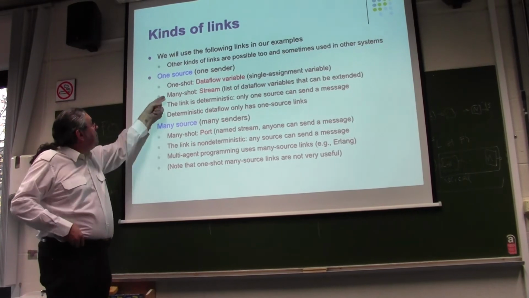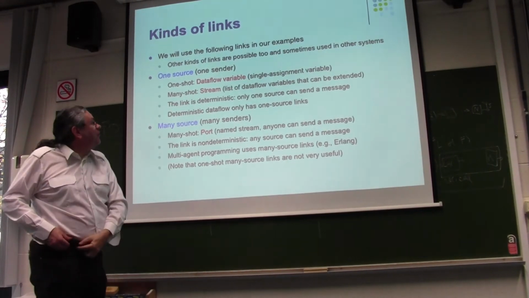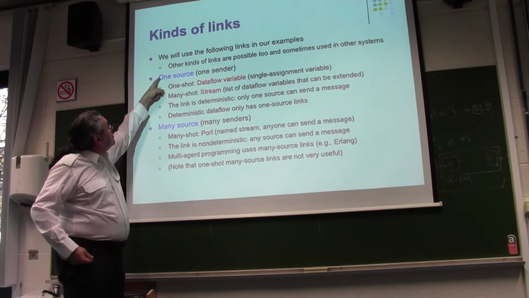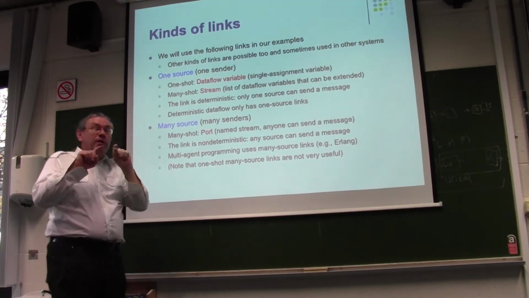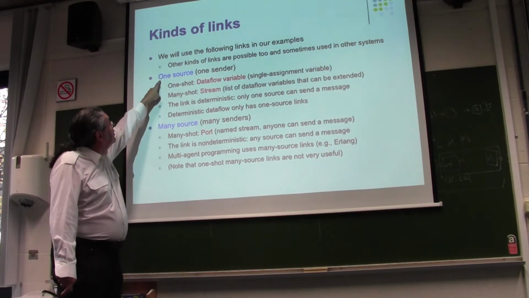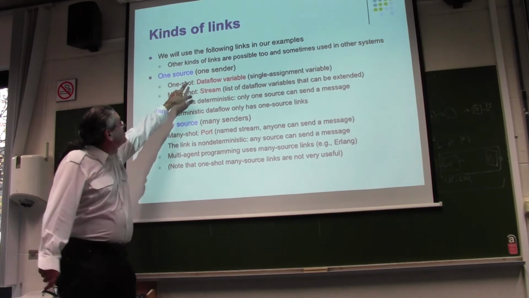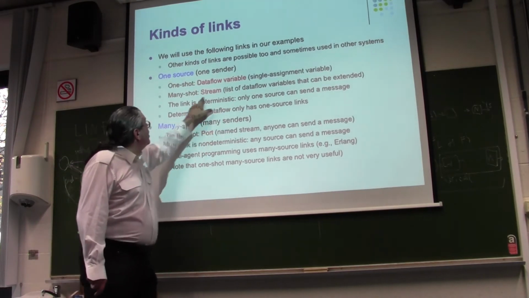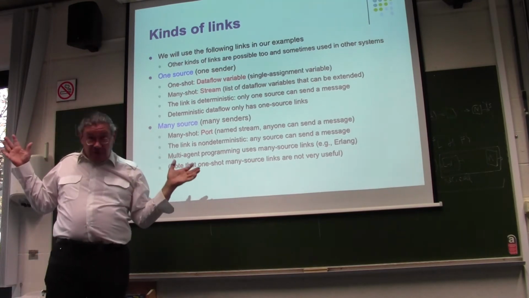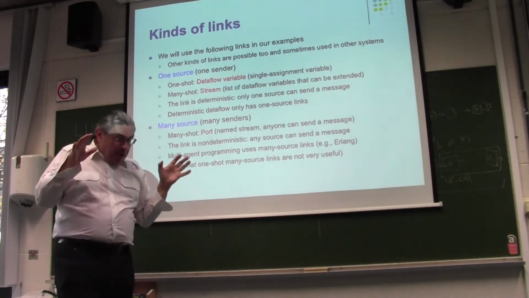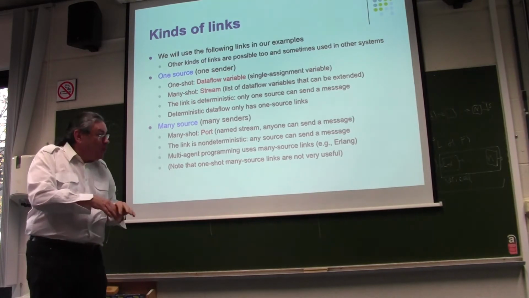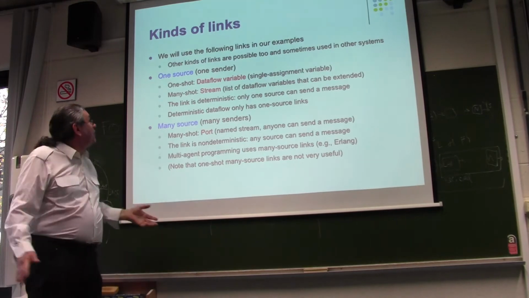If you want to read many things, you have streams. And this is one source, which means there's only one sender. So you have an agent sending messages to another one, like a pipeline. These are deterministic: you have one sender, and it's deterministic. This is important because we have this very non-deterministic system, so if a part of it is deterministic, it's good to know that. We don't want to make everything non-deterministic.